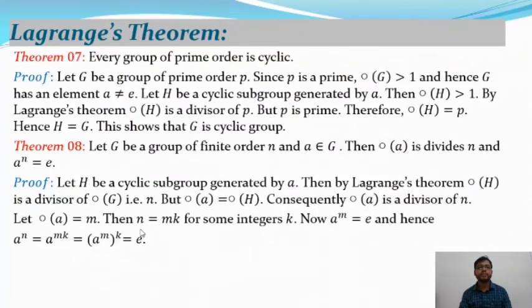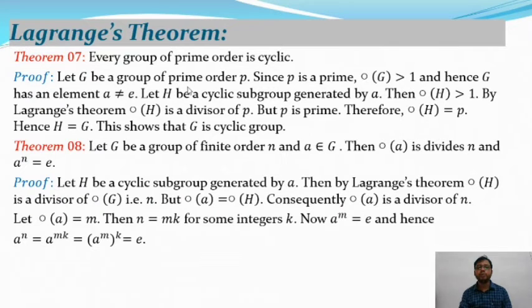So after that we will take some more theorems on Lagrange's theorem. So here is the theorem, that means the seventh theorem on cosets. Every group of prime order is cyclic. So here is the proof of the above theorem.